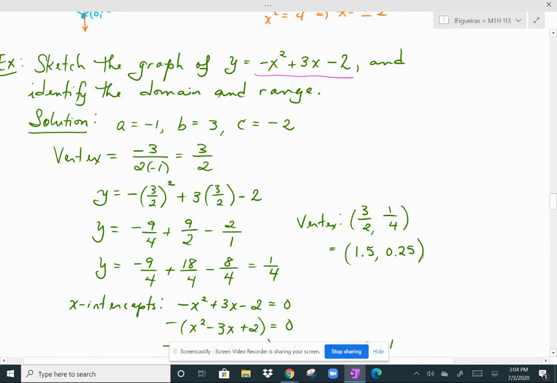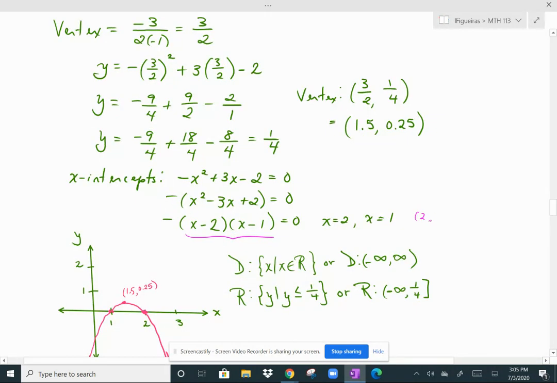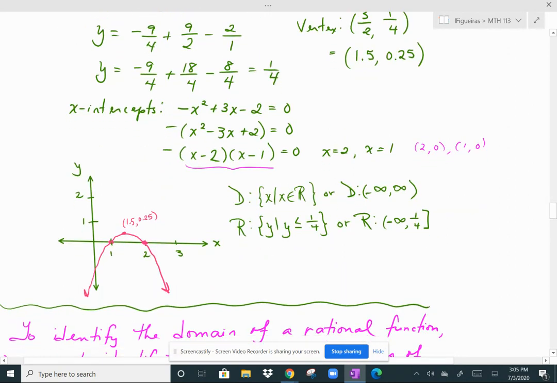Okay, so again, I'm going to find x-intercepts just to give me a little bit more information. So we set it equal to 0. I'm going to factor out a negative first so that my x squared is positive. So I get x squared minus 3x plus 2. And then the factors that work are x minus 2 and x minus 1. So you can ignore this. This is just a coefficient. So you solve both of your factors. You get that x is 2 and x is 1. So we have x-intercepts at (2, 0) and at (1, 0). Okay, so that's exactly what I plotted here. Here's my vertex. Here's my x-intercepts.